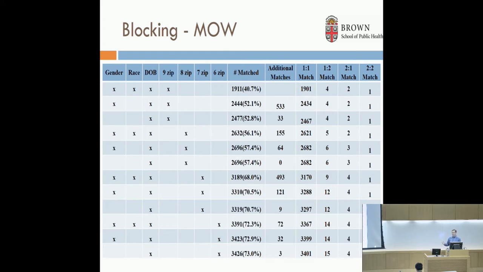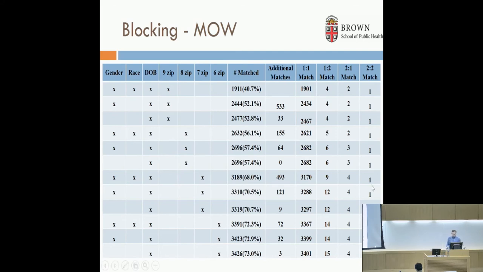Okay, so I can drop your gender. Maybe you got your gender wrong in one of those files. I'm getting to 52.8%, so not much difference there. So I will bring back gender. I will remove it to 8-digit zip code. I'm getting to 56%.